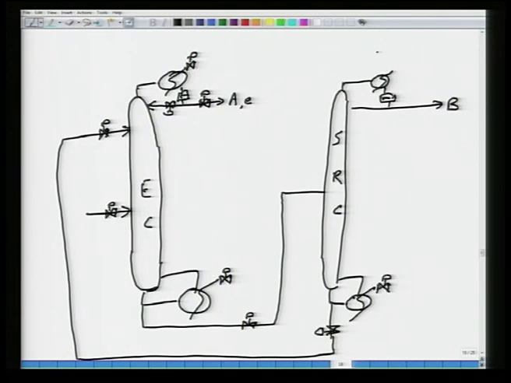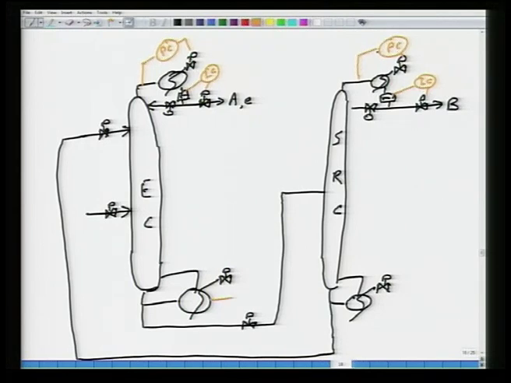I'm just drawing, oh, I've drawn it twice, sorry. A valve is already drawn here, right? Okay. Okay, so these are the independent valves. Let's draw a control system on it. Pressure control, this is obvious. Pressure control. This is also obvious, level control, level control.